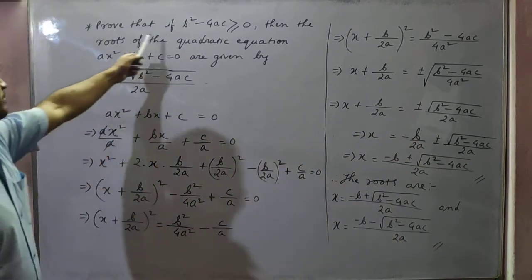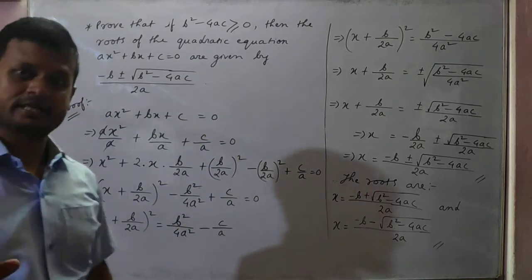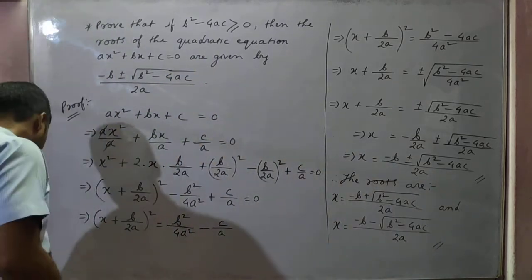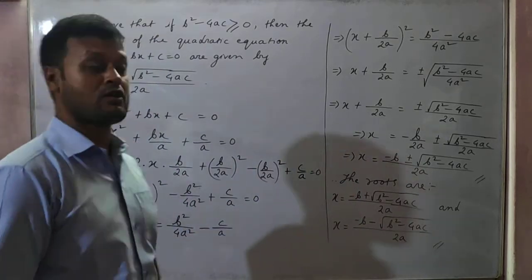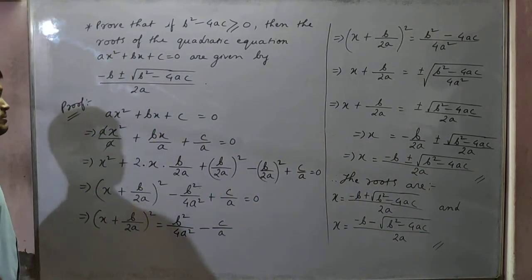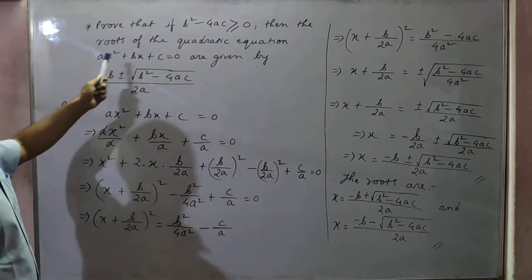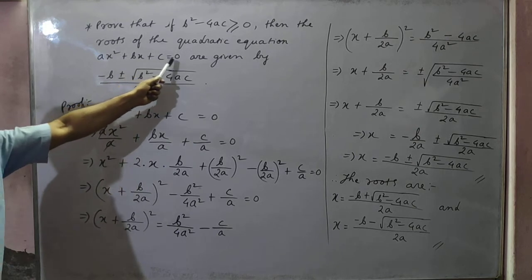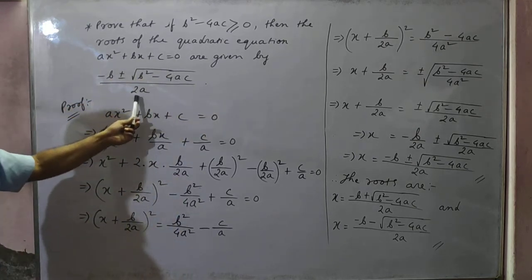If b square minus 4ac is greater than or equal to 0, that means it must be either greater than 0 or equal to 0. Then the roots of the quadratic equation ax square plus bx plus c is equal to 0 are given by minus b plus minus root over b square minus 4ac by 2a.